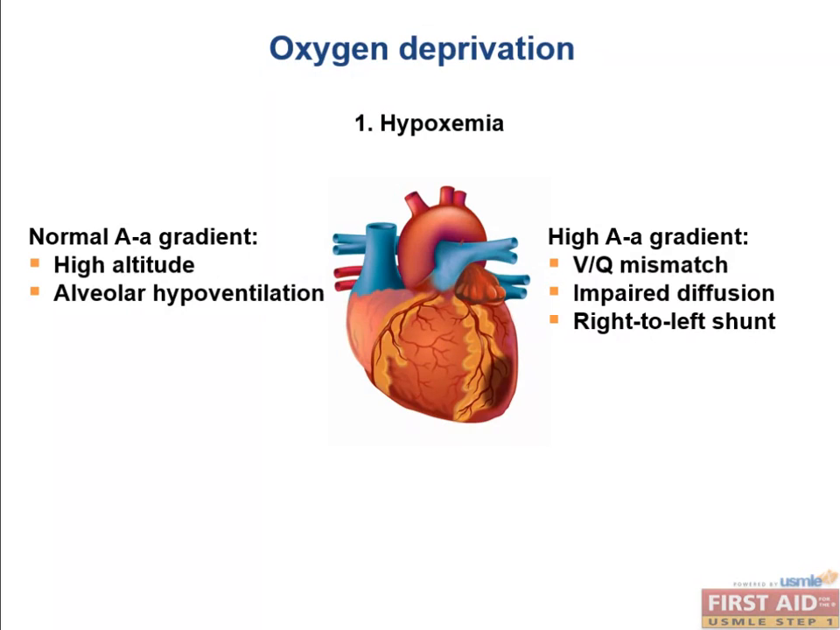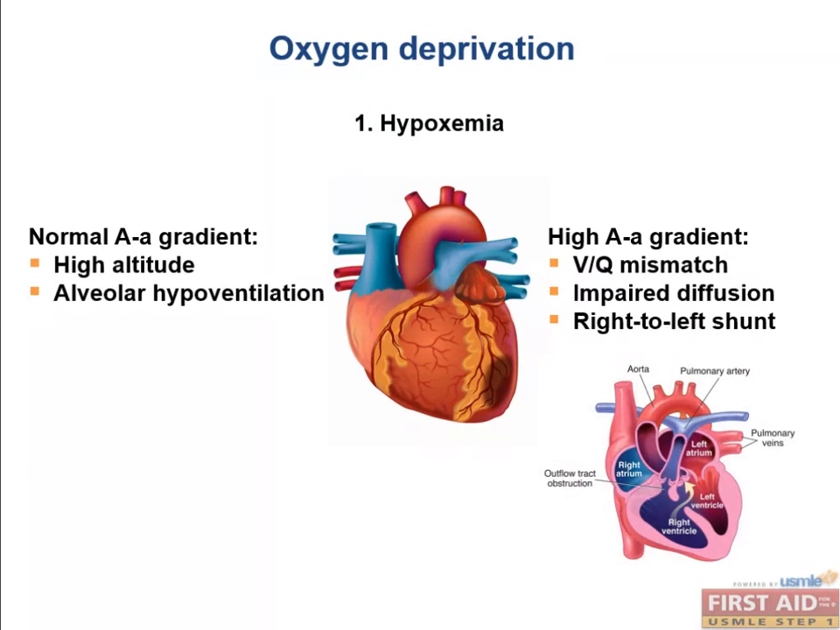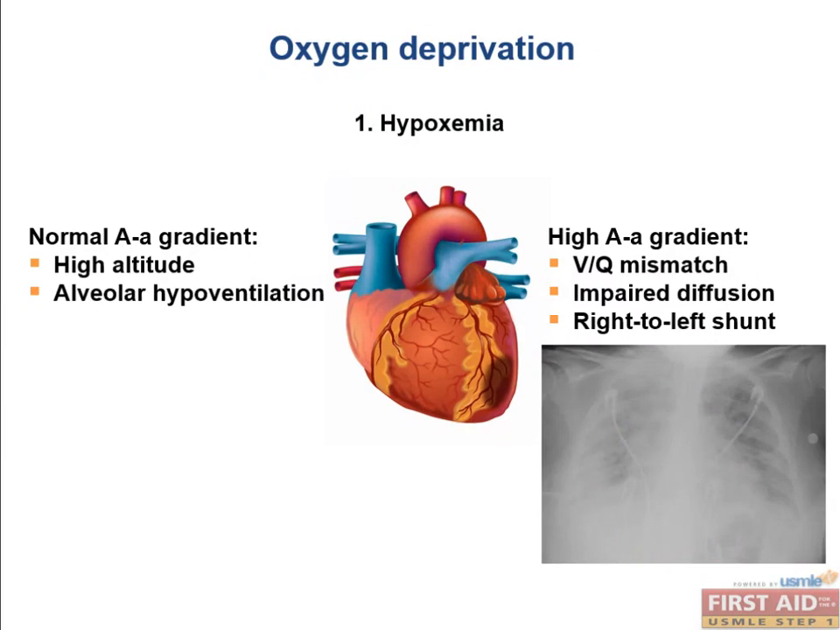A right-to-left shunt might include what kinds of problems? Well, it could be anatomic, like tetralogy of Fallot, which could have a VSD, where low oxygen content blood goes out through the aorta. Or it could be physiologic, like pulmonary edema. In pulmonary edema, blood is flowing through the lungs, but all of the edema in the alveoli blocks gas exchange, so blood returns to the left side of the heart without getting oxygenated.